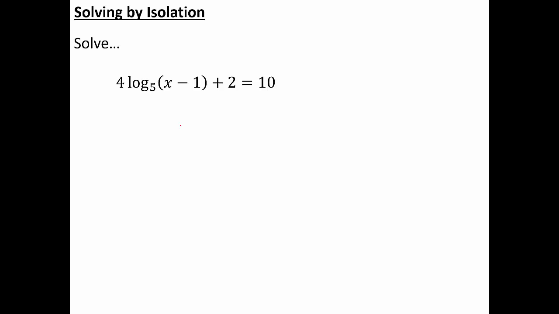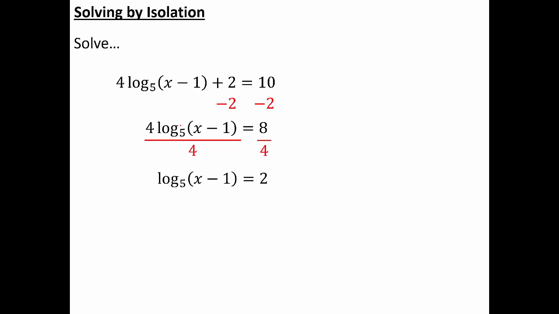Alright, so we're going to solve by isolation, again because it says isolation at the top and because there's only one variable in this problem. Isolation means start on the outside, work your way in using inverse operations. So we'll start with that plus 2, we'll subtract 2 on both sides. We're left with 4 log base 5 of x minus 1 equals 8. The next operation to get rid of is the multiplication by 4, so we'll divide both sides by 4. We get log base 5 of x minus 1 equals 2.